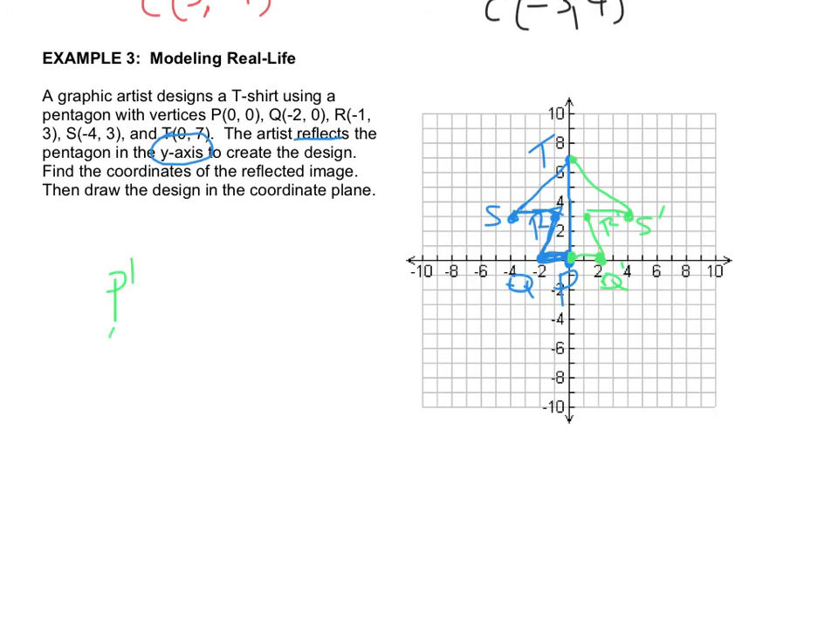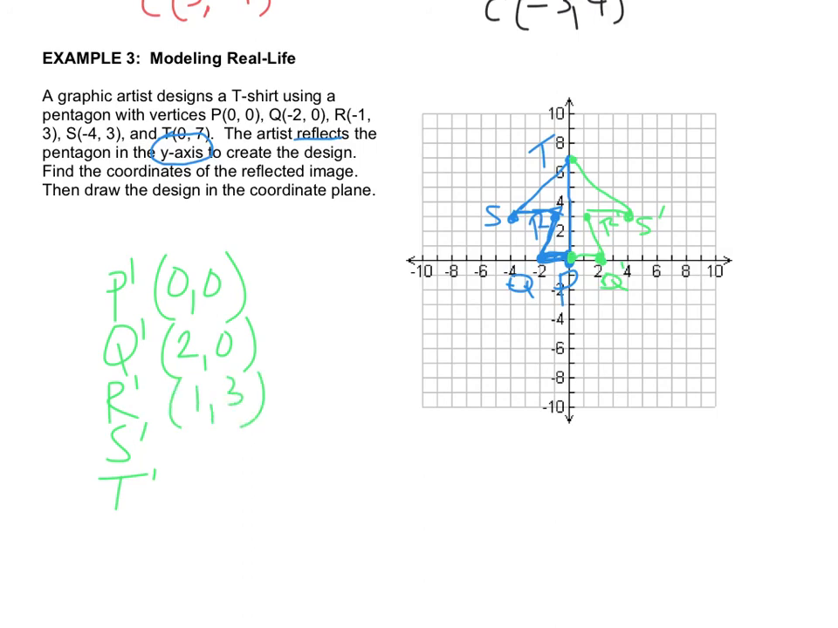And the last part says to find the coordinates of the reflected image. So P prime, Q prime, R prime, S prime, and T prime. P and P prime are at 0, 0, so they haven't changed. Q prime is now at 2, 0. R prime is at 1, 3. S prime is at 4, 3. And T prime, just like regular T, is at 0, 7.